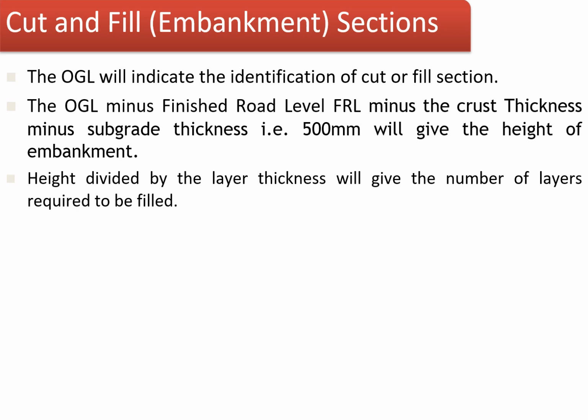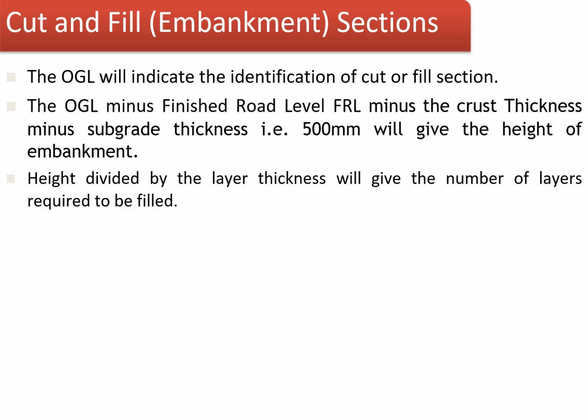Now, if you want to determine the number of layers required to get the height of the embankment, you need to know the original ground level at that particular point, the finished road level at that particular point, the crust thickness, which is a constant basically, as that varies from design to design and the MSA calculations, and then the subgrade thickness, which is a constant of 500 millimeters.